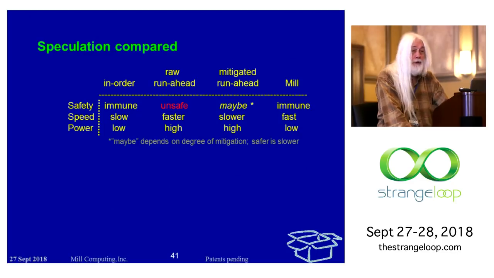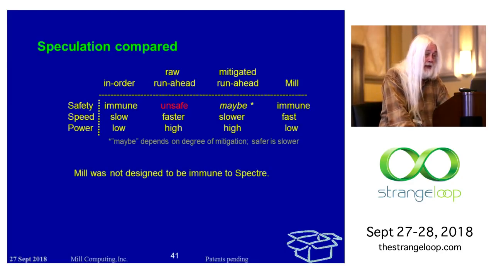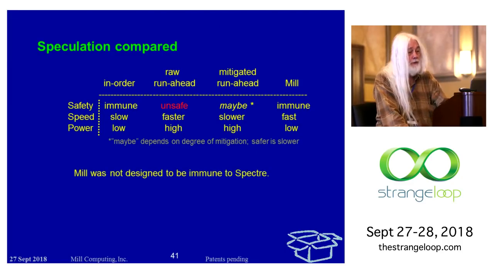Mill, immune, faster than the regular chips that you're getting, and low power because it's in order and it does not have to have the out of order logic. We were not designed to be immune to Spectre. The design long predates the discovery of Spectre.